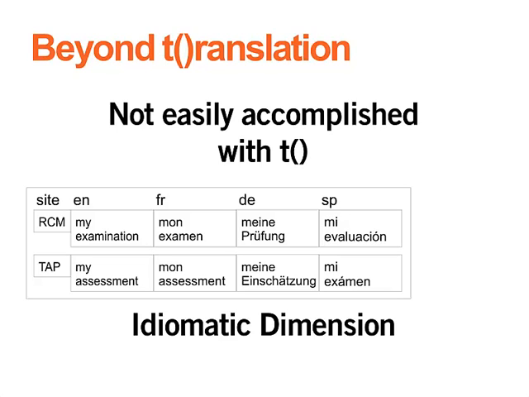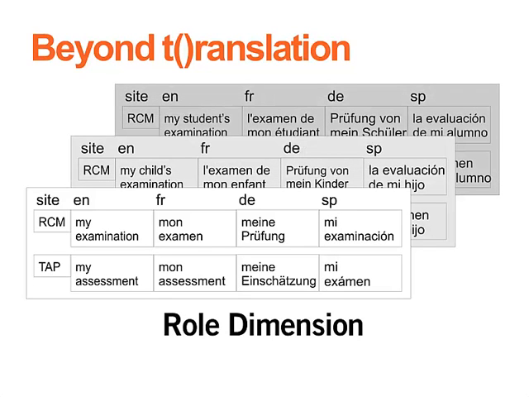And then the other dimension is the actual roles themselves. So, my exams, my kids' exams, my students' exams, that's yet another range of impossible articulation or specificness that you can't get with a T function.